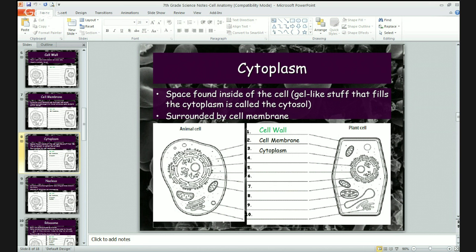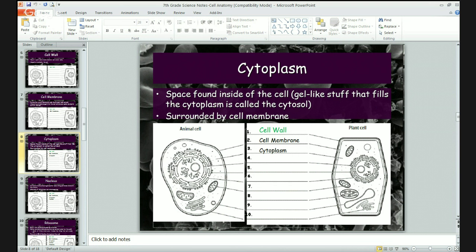It's like the inside of the room would be the cytoplasm, but the air that fills up the room would be like the cytosol. I'm not really going to have you know about the cytosol. I just want you to know about the cytoplasm as the space inside the cell. And it's surrounded by the cell membrane.